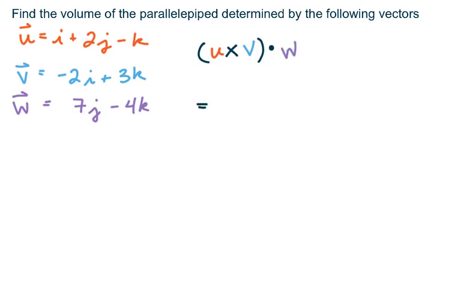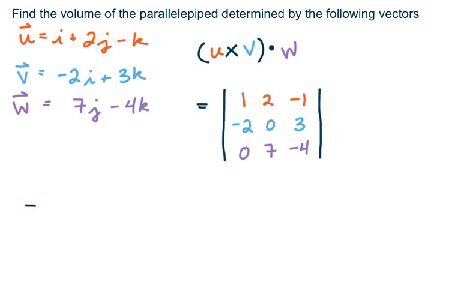And the way we set this up is we are going to make our 3 by 3 matrix using the components of each vector. u goes in the first row, so I've got 1, 2, -1. v in the second row, -2, I have 0j and 3k, and w in my third row, I have 0i, 7, and then -4. At this point, we're going to determine that determinant in a similar manner.